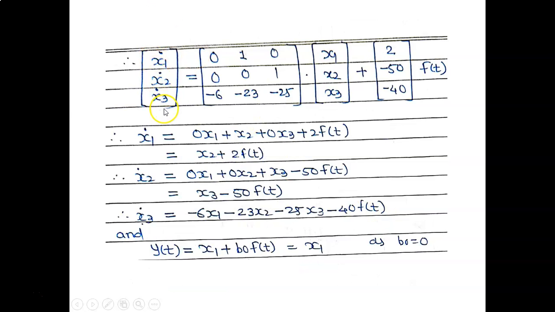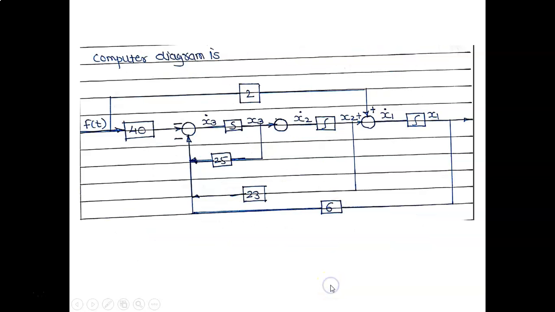Therefore x1 dot, x2 dot, x3 dot is equal to [0 1 0; 0 0 1; minus 6, minus 23, minus 25] times x1, x2, x3, plus [2, minus 50, minus 40] into f of t. Therefore x1 dot is equal to x2 plus 2 f of t, x2 dot is equal to x3 minus 50 f of t, and x3 dot is equal to minus 6 x1 minus 23 x2 minus 25 x3 minus 40 f of t, and y of t is equal to x1 plus b0 of f of t. Since b0 is equal to 0, y of t is equal to x1. Therefore our computer diagram is like this.